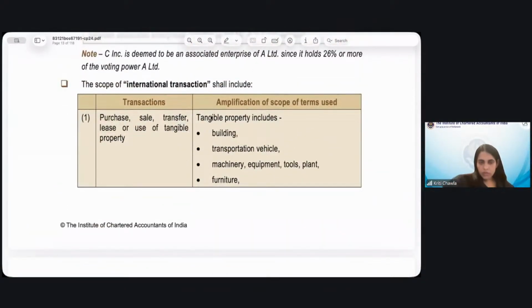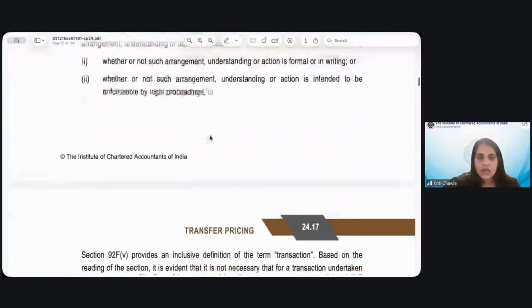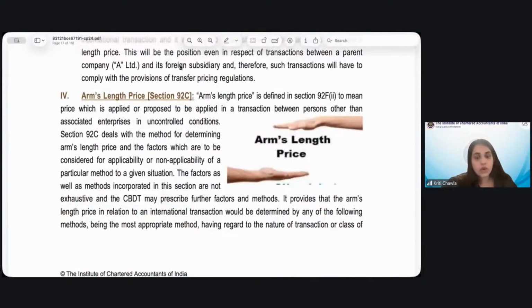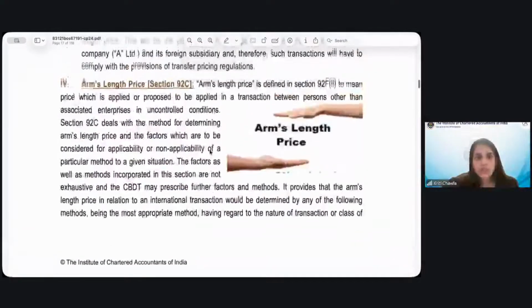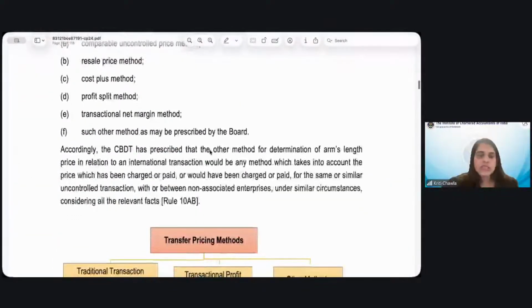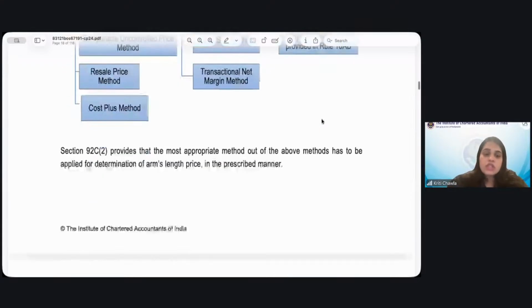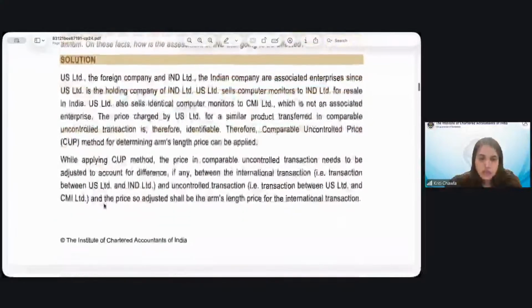Now, this is where it talks about the meaning of international transaction. So this is all that I covered in the slide. You can just go through that. And this is where they talk about section 92C, which is the arm's length price methods, the transfer pricing methods. So this is what we discussed. These are the traditional methods that are displayed. These were the profit methods, and this is the other method which I mentioned was applicable in India. So this is the CUP method out there.